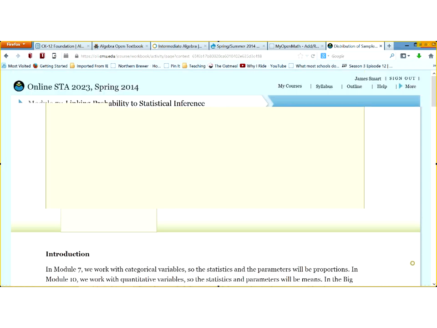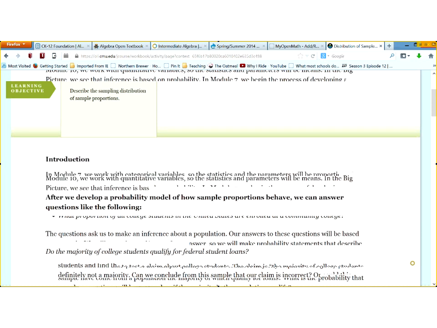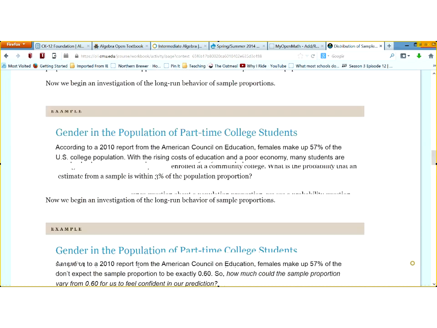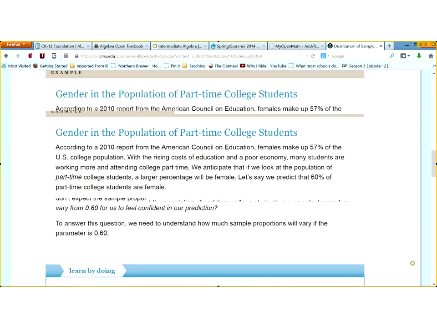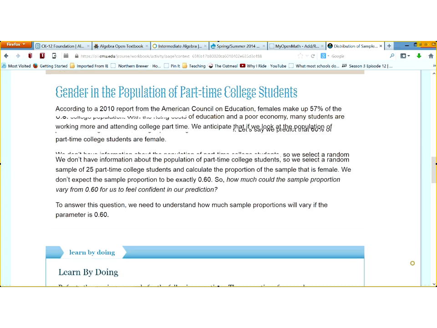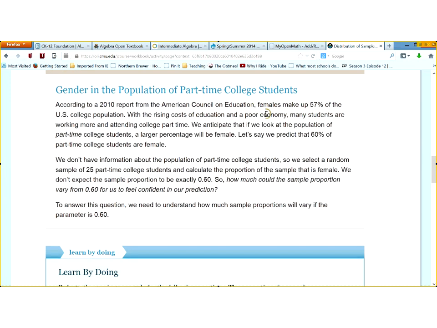All right, so now we're going to look at the sampling distribution, and we're going to talk about the population of part-time college students. And this says females make up 57% of the U.S. college population.